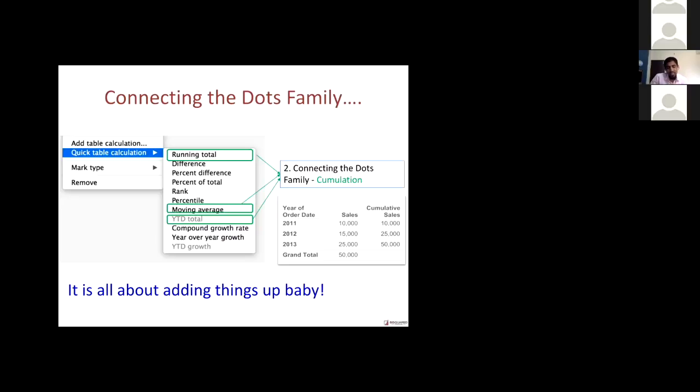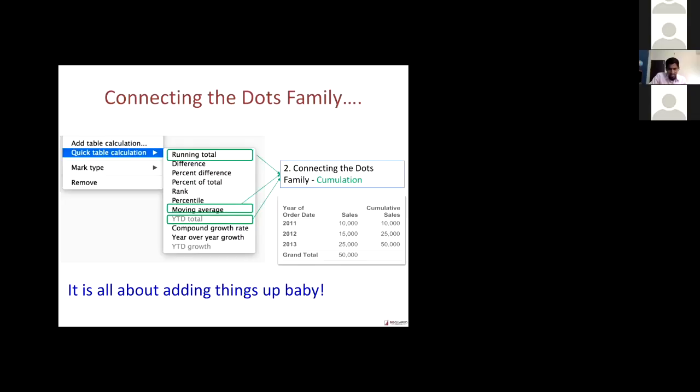These are some of the things that are discussed in advanced table calculation classes in the conference. Running total, very common, very common use, almost all the time in any work, whether it's budget, whether it's expenses, whether it's sales, we look at cumulative numbers, right? So it's all about adding things up really.